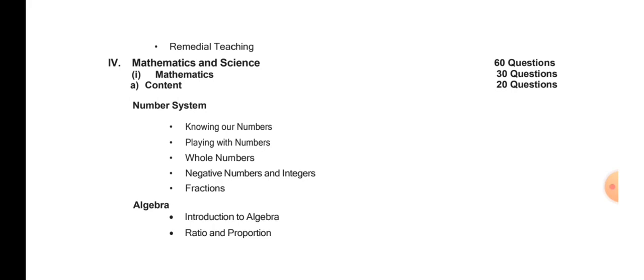Then number system. Mathematics contains number system, knowing our numbers, playing with numbers, whole numbers, negative numbers, integers, fractions. All these topics you will find in the classes 6 to 8 textbooks. So please try to find out what numbers are. Everybody knows. How do we play with numbers? What are whole numbers? All these things you should know, right?